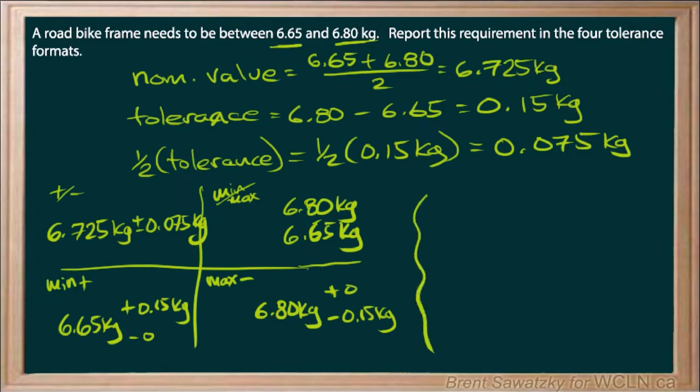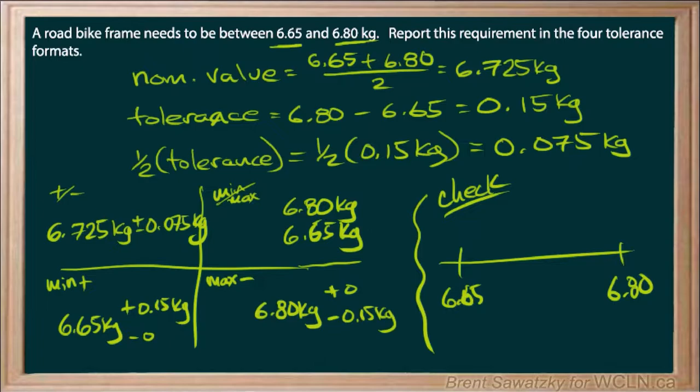I like to show that there is a quick way to check if you're doing this on a test or something and you want to just kind of stop and make sure all those numbers I worked with all make sense here. What you can do is you could just say on a number line, 6.65 is our minimum, 6.80 is our maximum. And so what's in between those two? And so just dividing those up, and we see that 6.725 is in the middle.